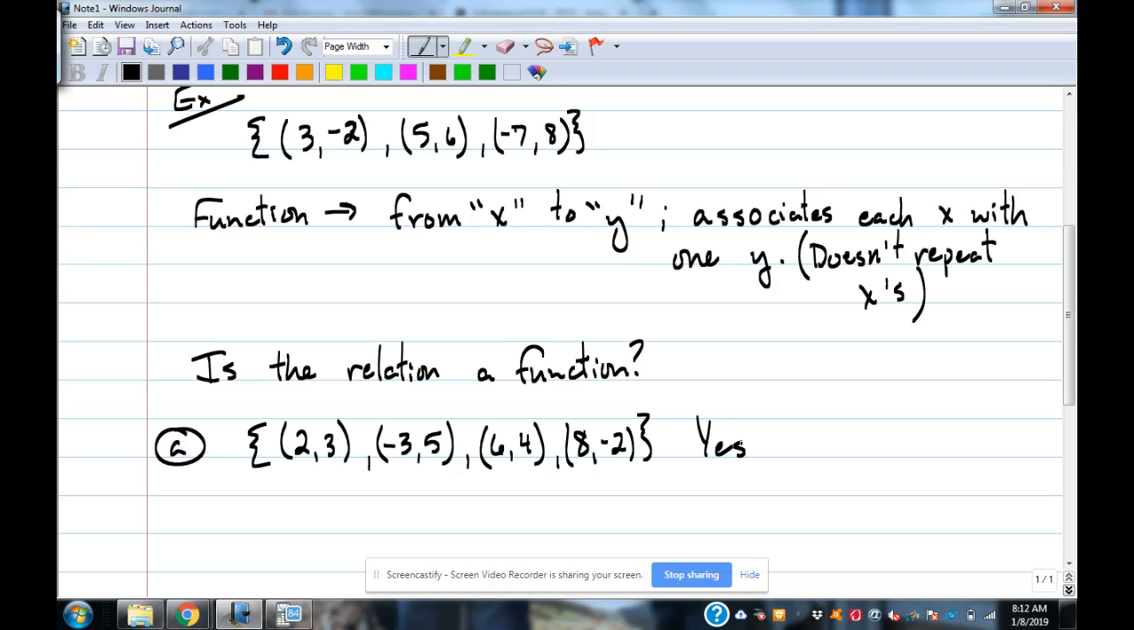All of those things are true. Yes, it relates X to Y. It's got X and Y values, but the X values don't repeat. So yes, this is a function.